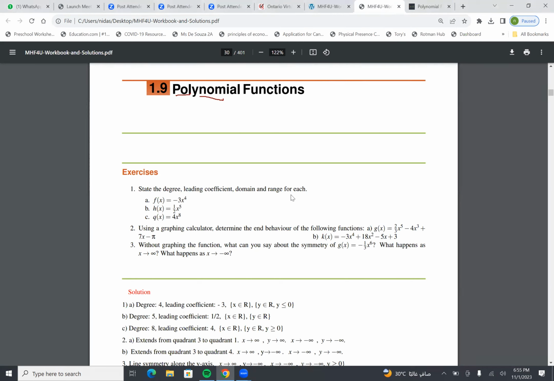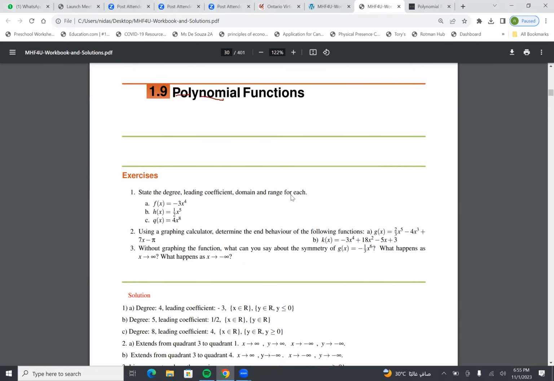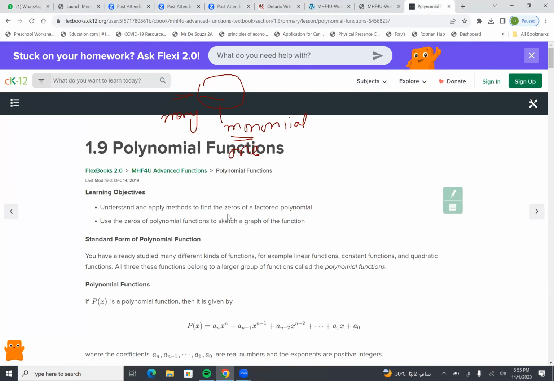Basically, what is poly? Poly means many, and nomial comes from monomial. So what is monomial? Mono means one. From the word monomial, the word polynomial arises. Mono means one, and polynomial means many.